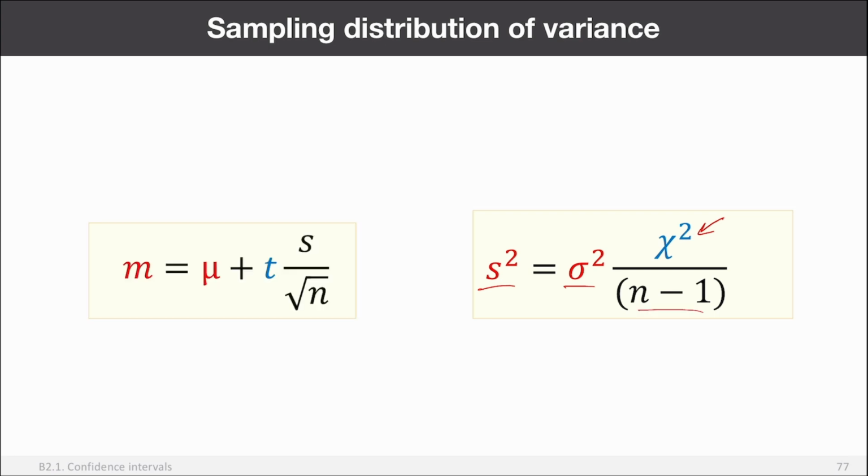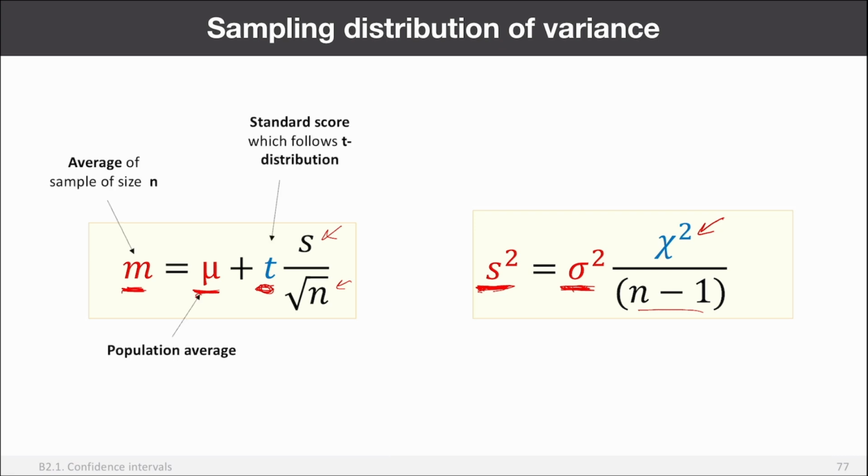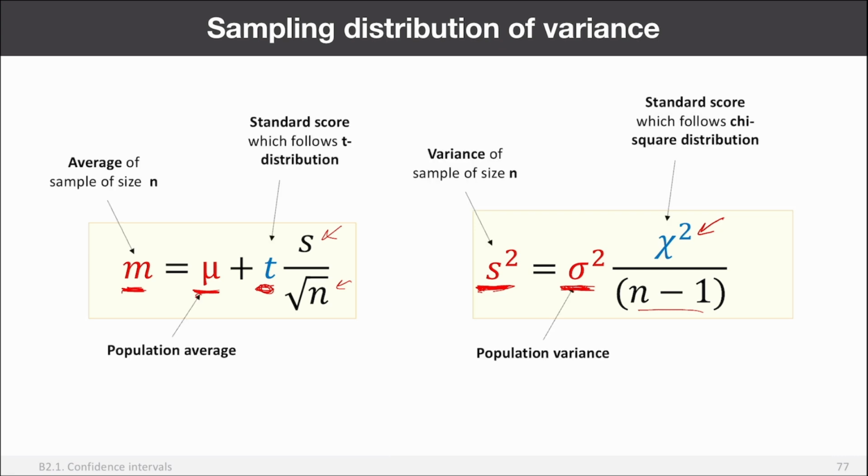And now look, this is what we learned for the average, right? It's the same. Sample statistic, population parameter, a score which follows theoretical distribution, and some additional, so in this case it's n and standard deviation, right? So you can see that t distribution makes a link between m and mu via the distribution, the chi-square distribution makes a link between variance of your sample s squared and variance of population sigma squared via distribution, right? So you can see a very clear similarity here.